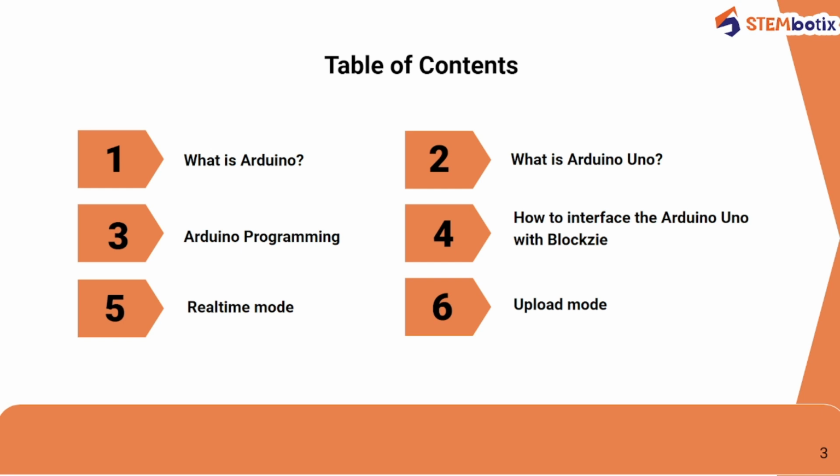This session is divided into six different parts. In the first part we will see what is Arduino. In the second part we will see what is Arduino Uno. After that we will see how one can program an Arduino, and how to interface the Arduino Uno with Blockzy is the fourth part. In the fifth and sixth parts we are going to see the difference between the real time mode and the upload mode.